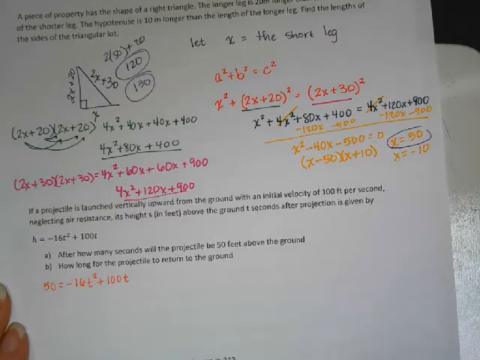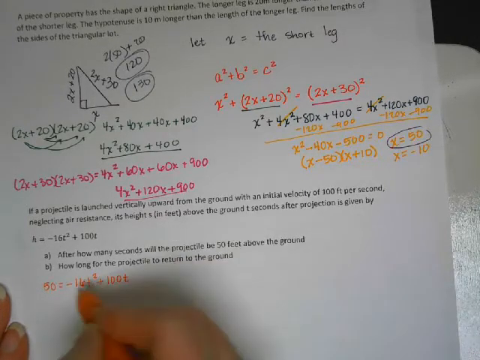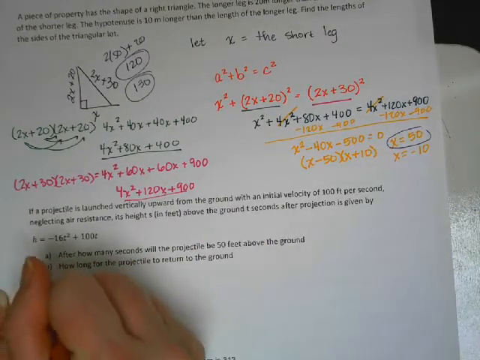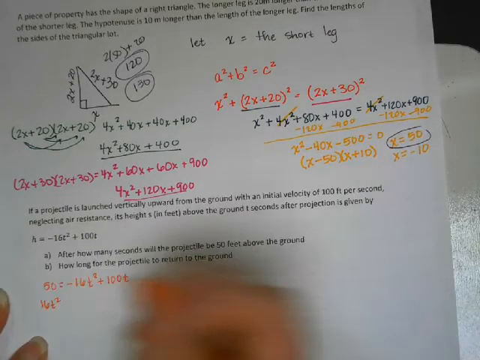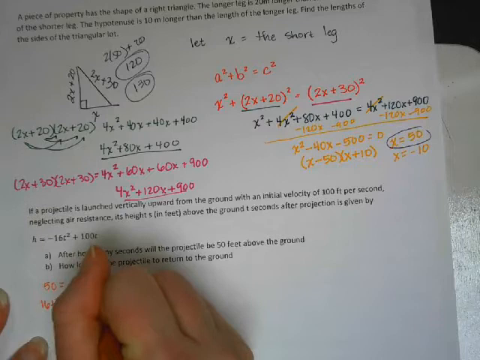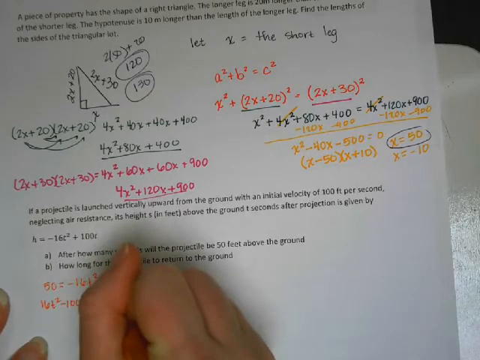Let's move these to the other side so that the lead coefficient is positive. So it's going to be 16t squared minus 100t plus 50.